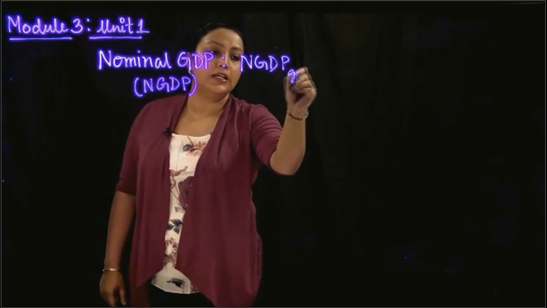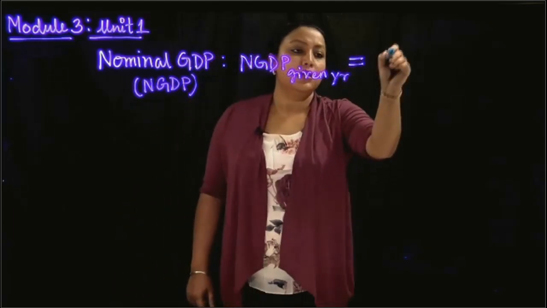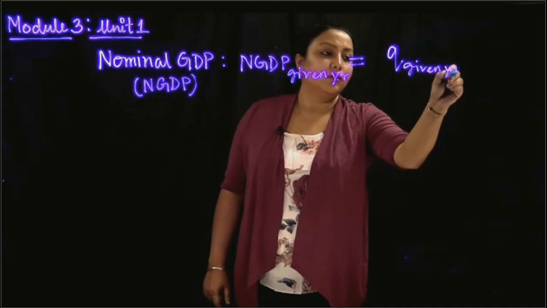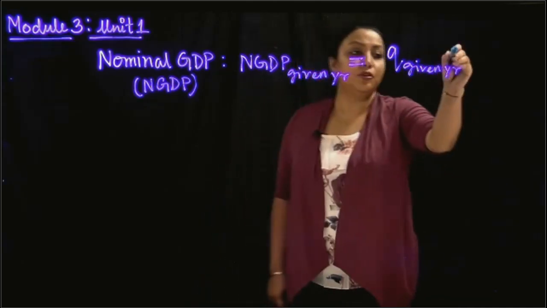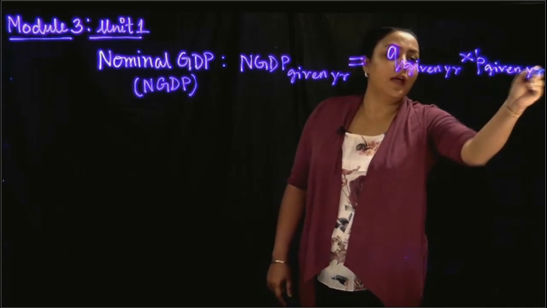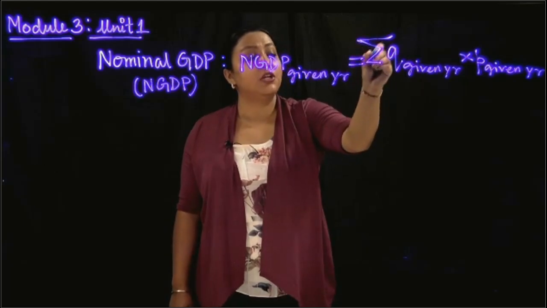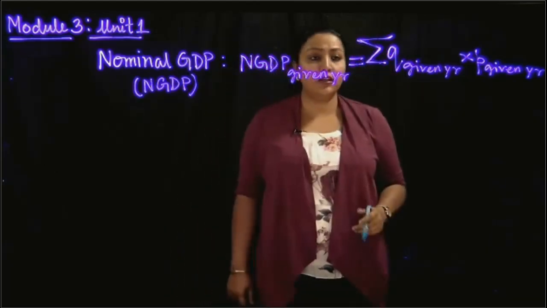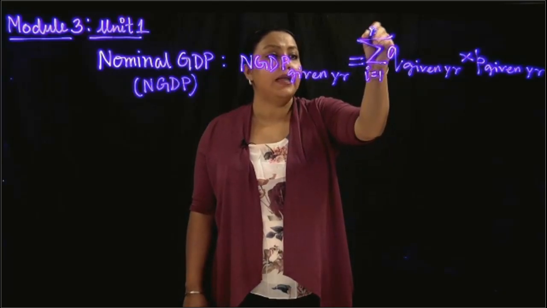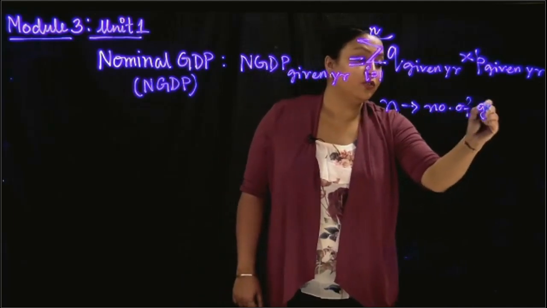NGDP of any given year is basically the quantities of the given year, the quantity of the different goods that are produced, times the price of the given year, and you add this up. I hope you understand this sign. This is the summation sign or the aggregation sign, where i is equal to 1 to n, where n is the number of goods that are produced in the economy.